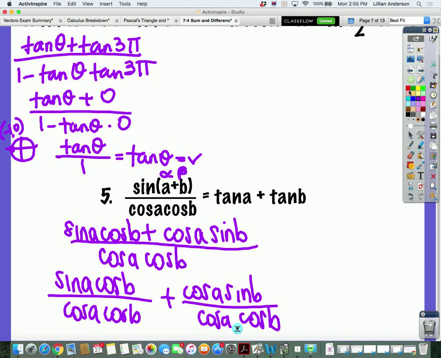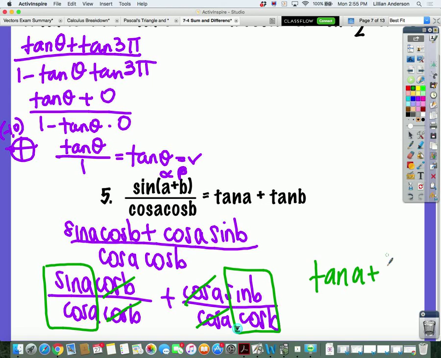What do you notice? Certain things they cancel out. What cancels out in this first fraction? Cosine B. And I can't cancel this way because everything in this first fraction is being multiplied together. So these cancel. What about the second fraction? Cosine A. Cosine A cancels because again they're being multiplied. So you're left with sine A over cosine A and sine B over cosine B. What's sine over cosine? So we have tangent A plus tangent B.